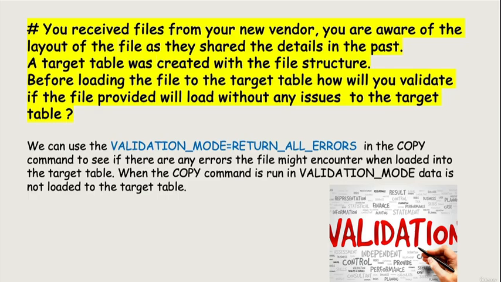The way we can do this is to use validation mode equal to return all errors in the copy command to see if there are any errors the file might encounter when loaded into the target table. When the copy command is run in validation mode, data is not loaded into the target table. Once you run validation_mode equal to return all errors in the copy command and you don't see any errors, you can go ahead and run the copy command without validation mode to load it into the target table.